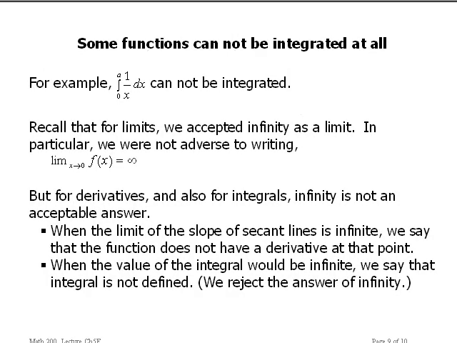For example, 1 over x. If you're integrating from 0 to some value a, it cannot be integrated. Why? Because there's a vertical asymptote at x equals 0. So remember, when we were working with limits, we accepted infinity. Once we get to the derivative, continuity, or integrals, we don't accept infinite. The problem here is that the area under the curve would be infinite. We don't accept that as an answer in integration. So you say that function cannot be integrated. We reject the answer of infinity.